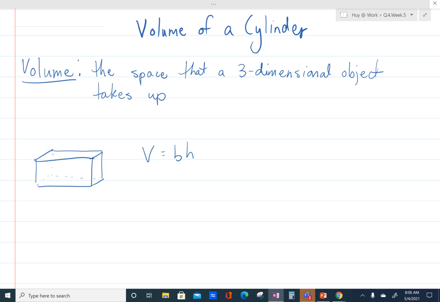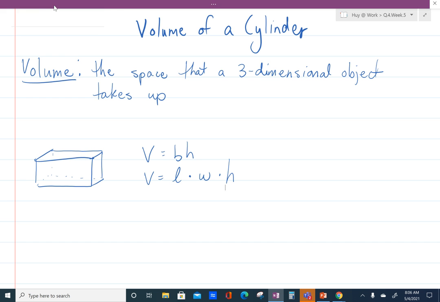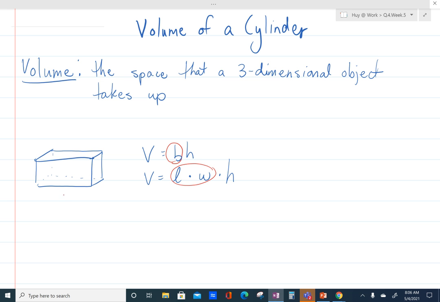So the volume of a prism, the formula is length times width times height, because the base here is a rectangle, and that's your length times width. If you find the base and then you multiply by your height, then you have the volume. You can think about it as a three-dimensional object, so it has three dimensions: length, width, and height. There's one dimension, two dimensions, and the third dimension. If you multiply all three dimensions, then you get your volume, all right?